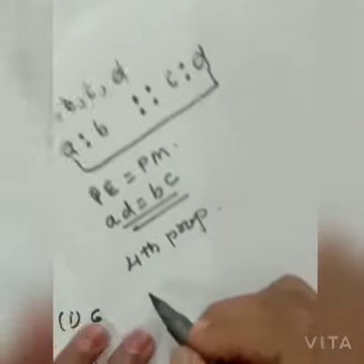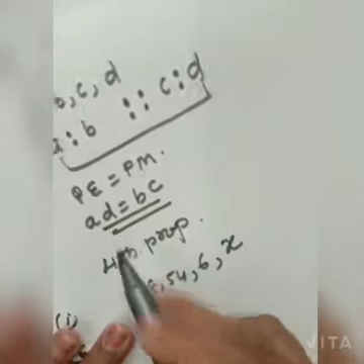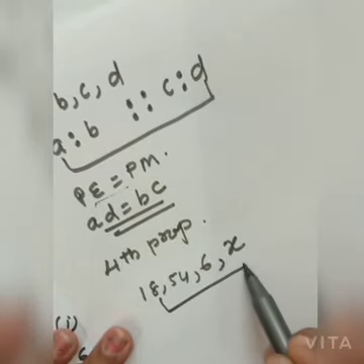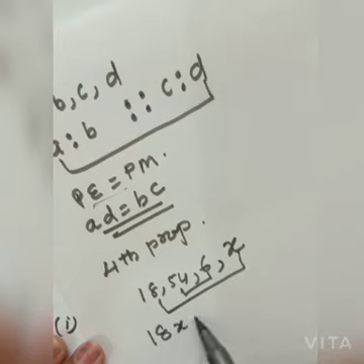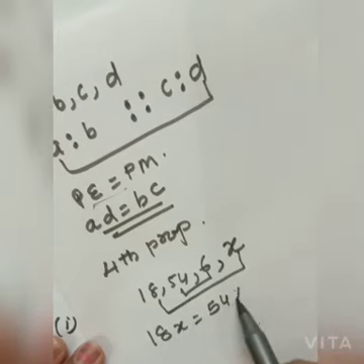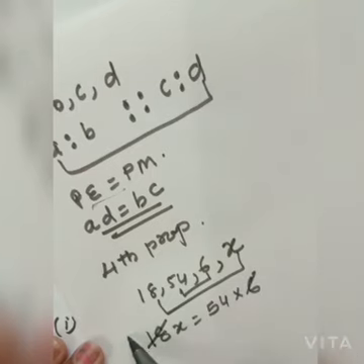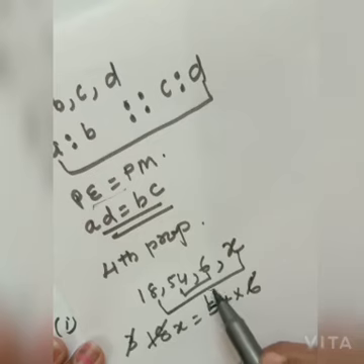Fourth proportional. Three numbers are given, and the fourth is x. You don't know it, so you have to use this formula: product of extremes equals product of means. 18x equals 54 into 6. You can cut out 6, 3 sixes are 18. 3 tables, 54 will be cut off.